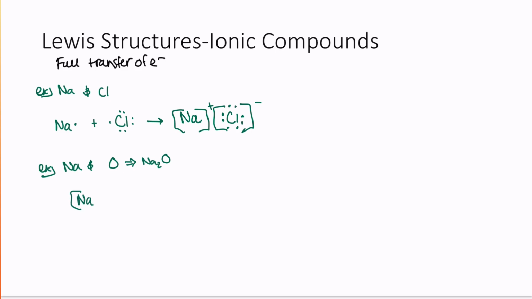You can show your sodium, and then you can show your oxygen with the 8 electrons around it, which gives it a 2 minus charge, and you can show another sodium. So this could be Na2O. Another way to show this is to simply put a 2 in front of the sodium. So either of these are totally acceptable.